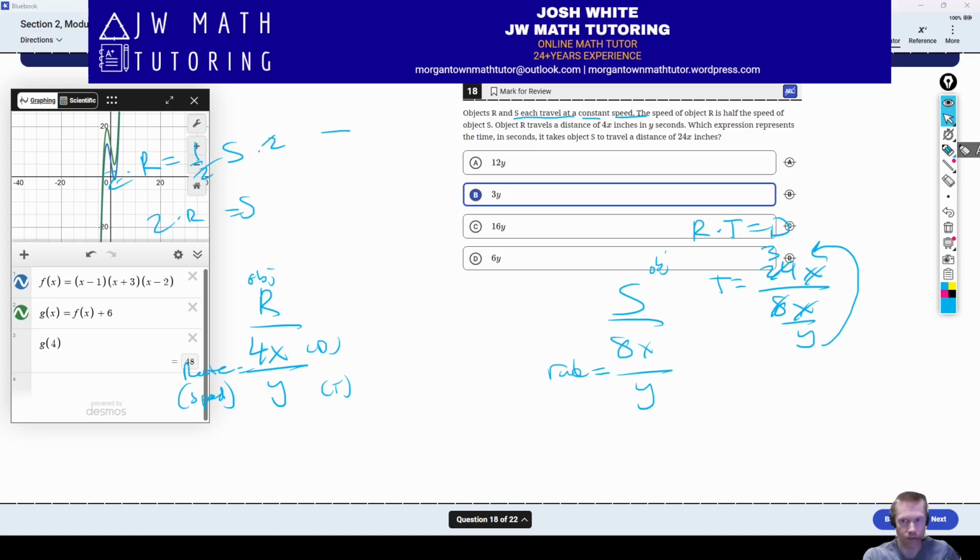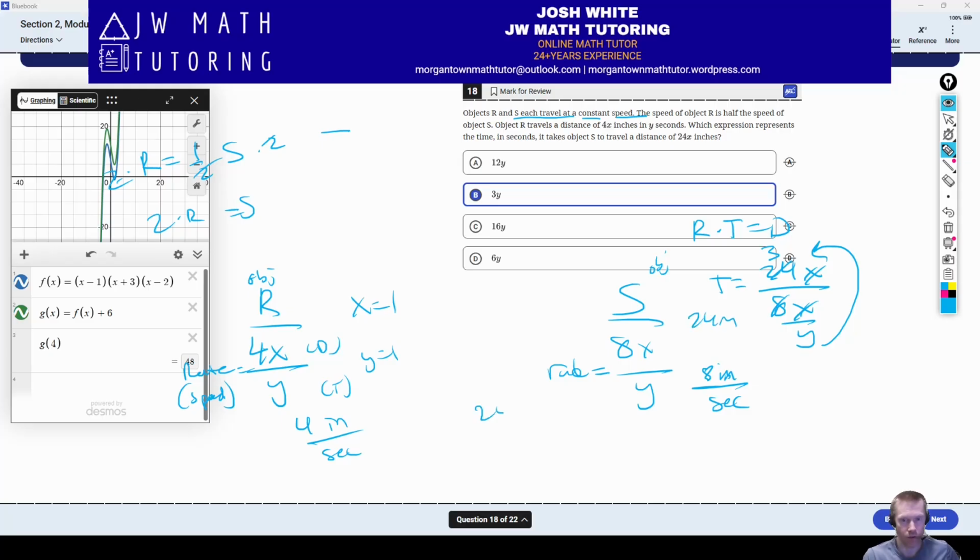Let me just minimize this. I'm just going to let x equal 1 and y equal 1. So in other words, object R travels at a speed of 4 inches per second. Therefore, object S, again x is 1, y is 1, is at 8 inches per second. Which expression represents the time to travel now 24, x is 1, so 24 inches.